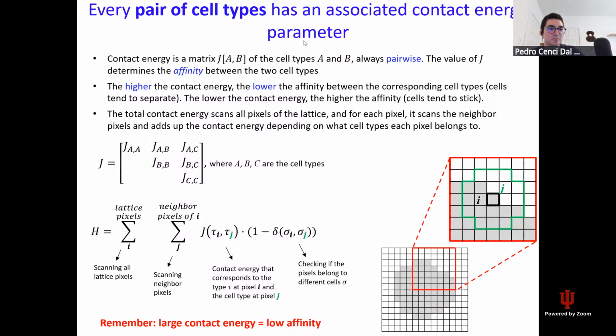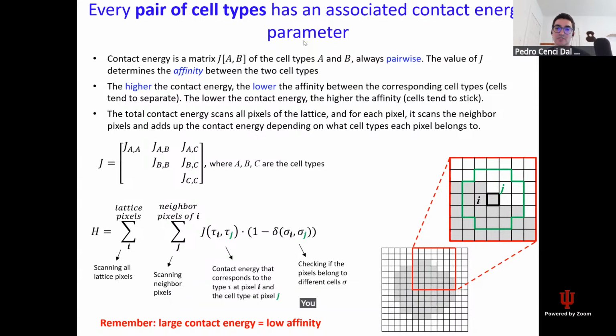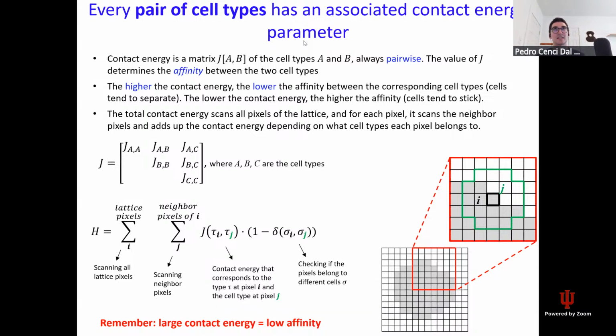The inverse relationship you just stated is true due to the 1 minus delta? No, it's due to minimizing energy. The 1 minus delta considers when a pixel belongs to the same cell as the source pixel. You are only accounting for pixels that belong to other cells, not the cell itself, not the self cell. That's what the 1 minus delta is doing. So the inverse relationship I stated is due to the J, right?